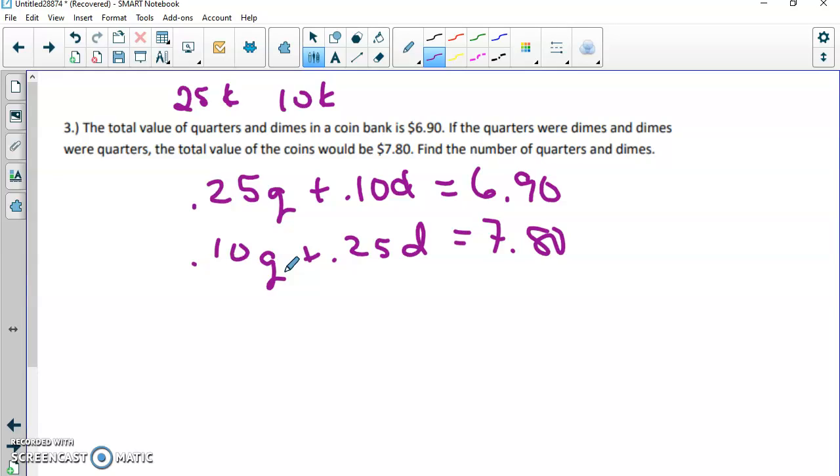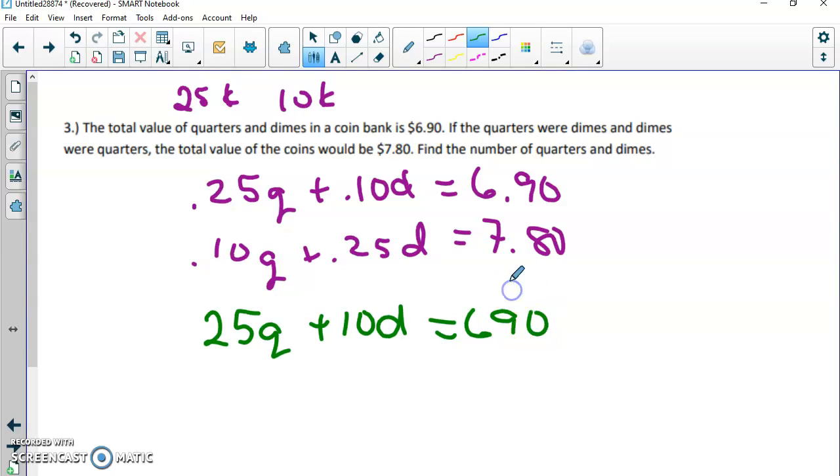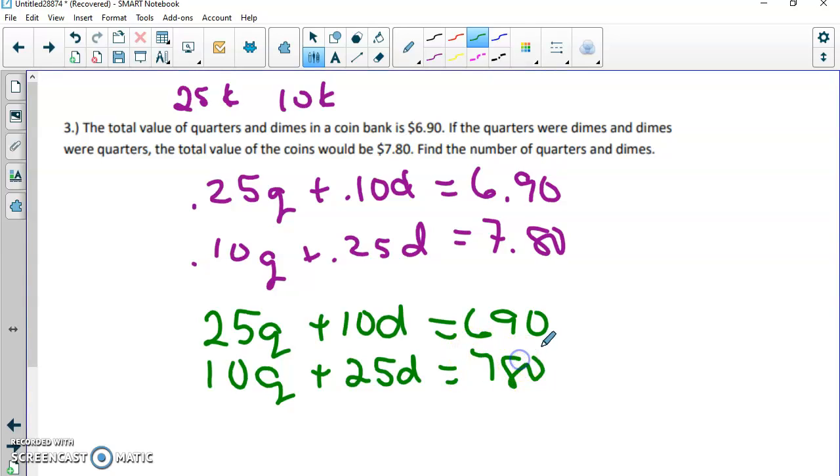All right. A little weird, but if dimes were quarters and quarters were dimes, meaning you just multiplied the 10 cents with the wrong number of the ones you had. I'd rather not deal with decimals. I'm going to multiply all 6 of these things by 100. So I'm going to get 25Q plus 10D equals 690. And then 10Q plus 25D equals 780. Hit pause and try to solve this system using whatever method you would like.